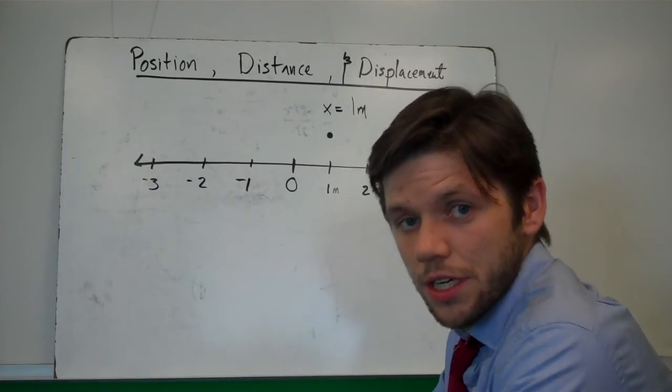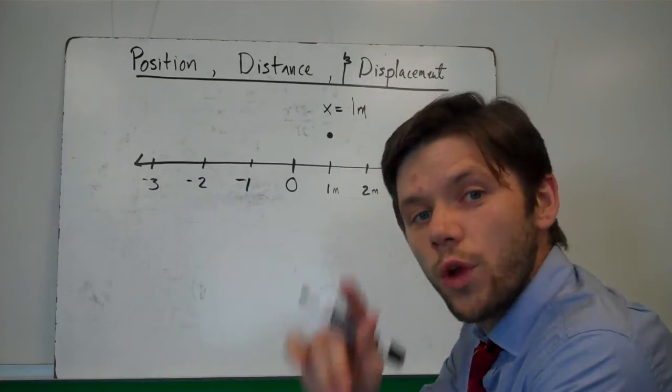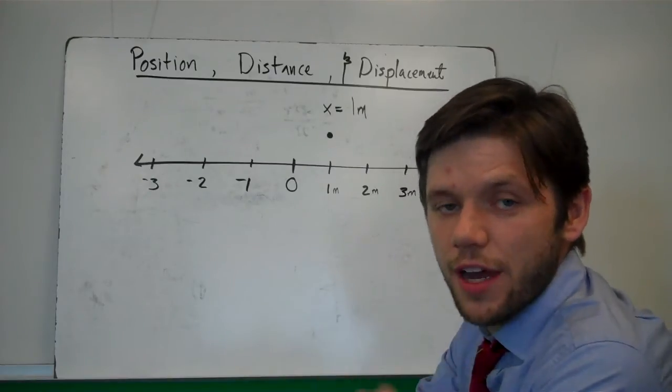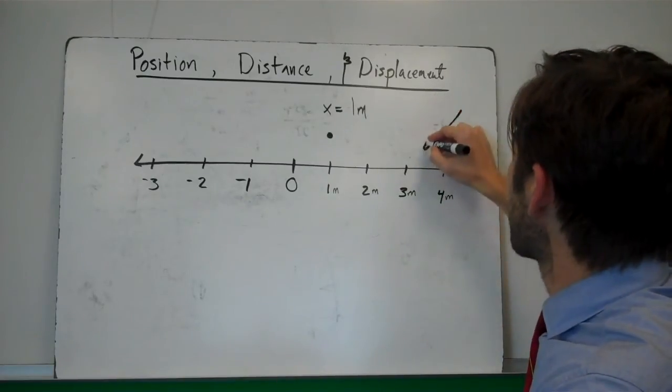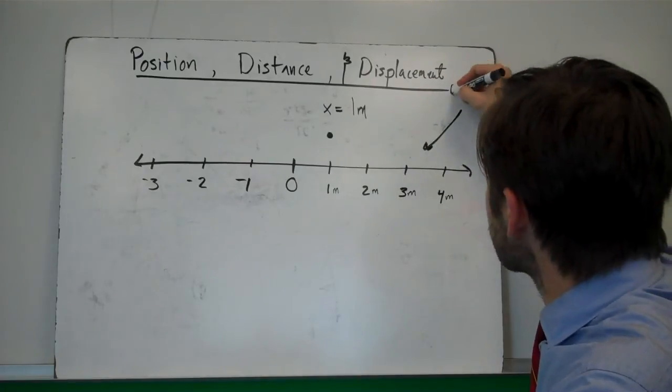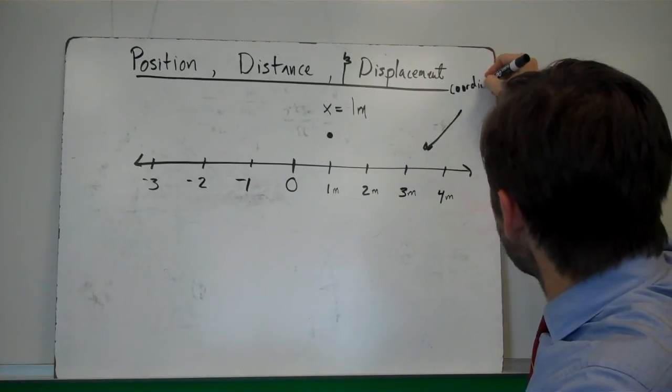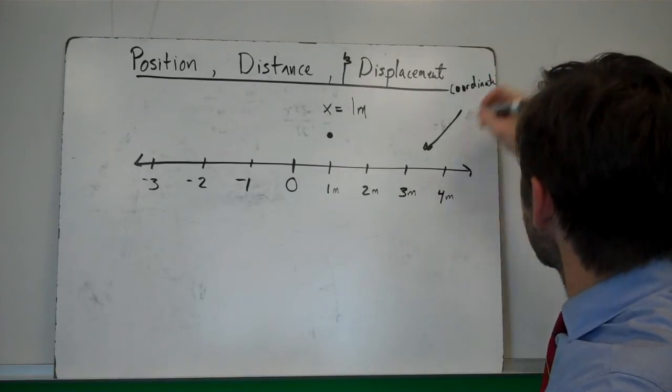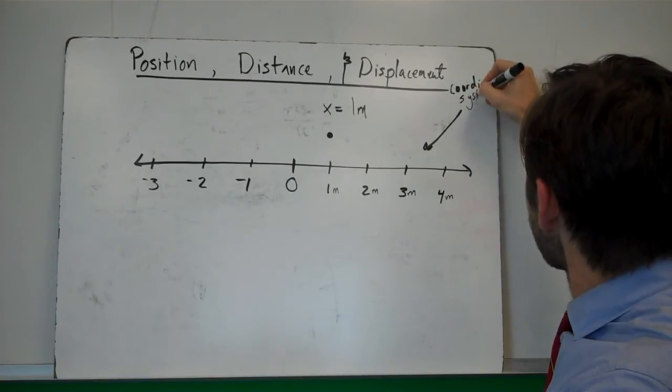So position is the location of an object with respect to a defined coordinate system. This right here, you've referred to as a number line before. We're going to now call this a coordinate system. And I'm going to run out of space on my board. Nope, we're good. Coordinate system.